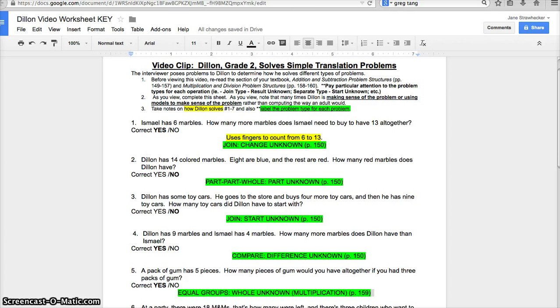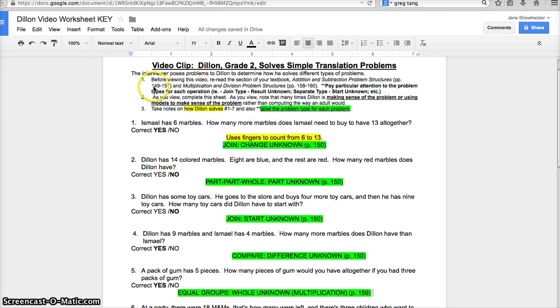Was he using his fingers? Was he writing on the paper, pencil formality, or was he using manipulatives? Whereas labeling the problem type was a new skill and something that's important for teachers to understand. This was also presented in the chapter.